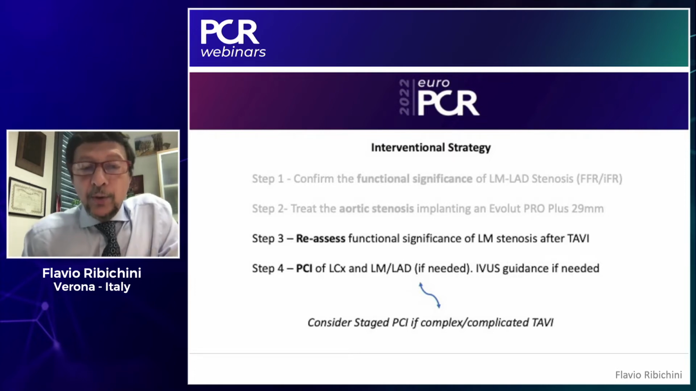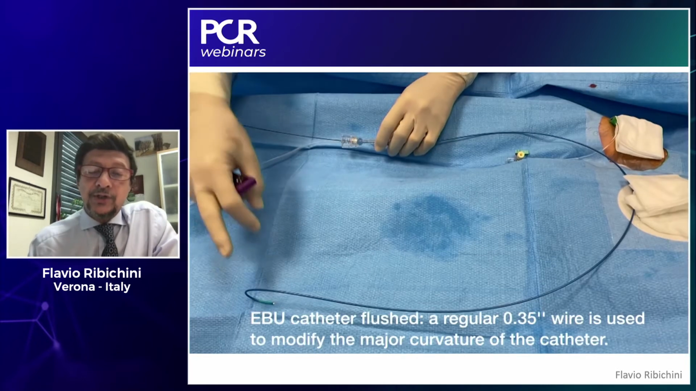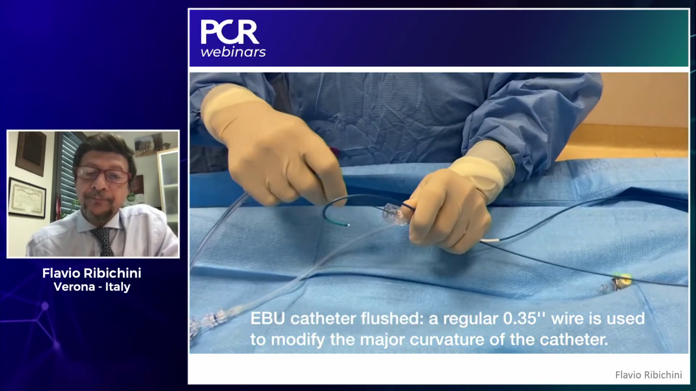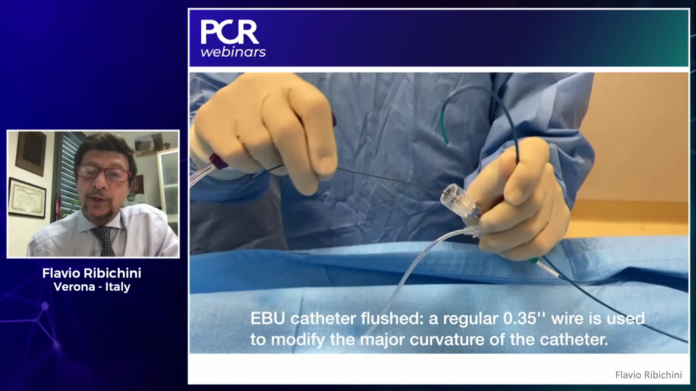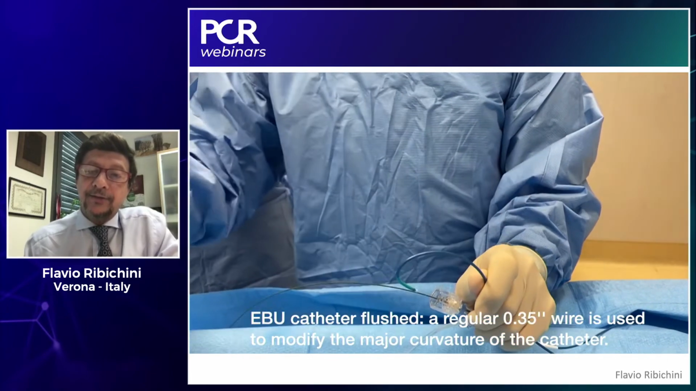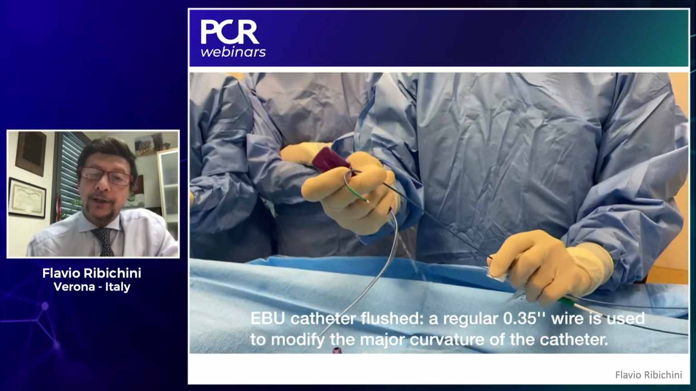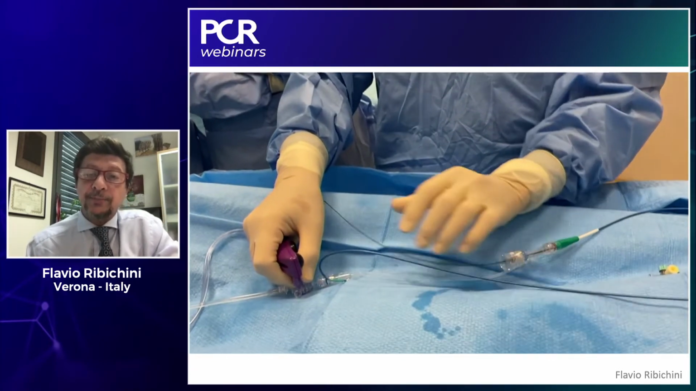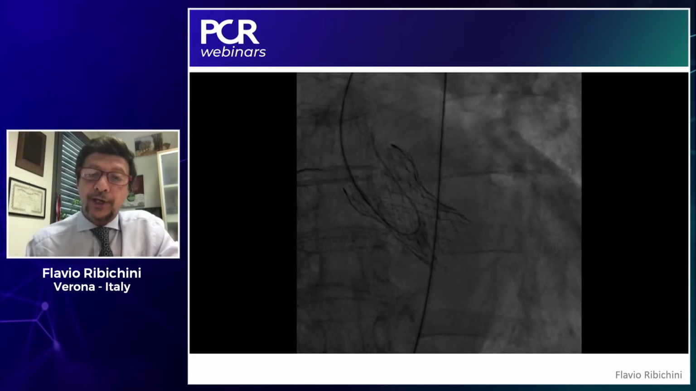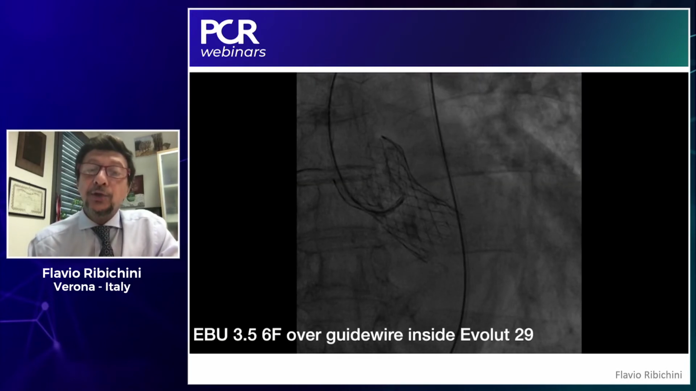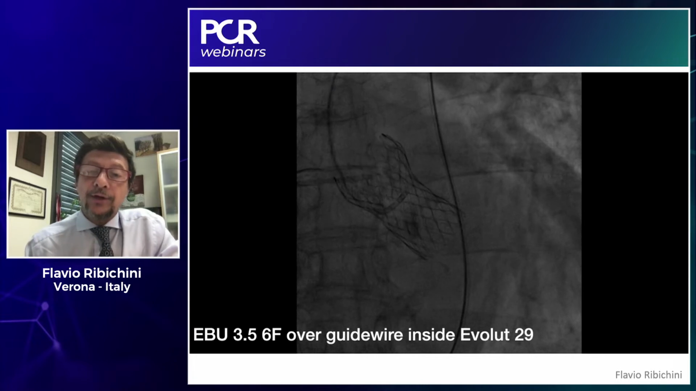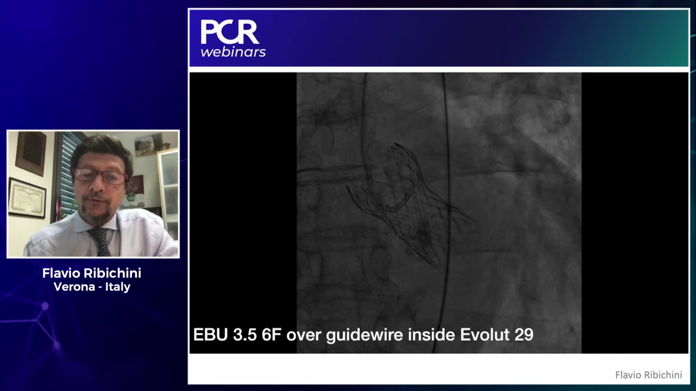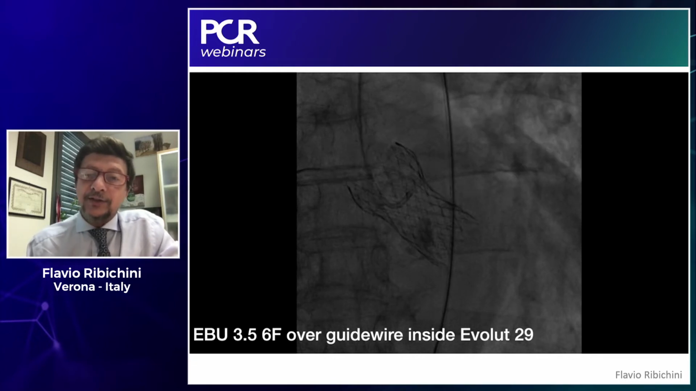In this case, we decided to assess the severity of a lesion of the left main coronary artery after the valve implantation. So we like to prepare the guiding catheter in this way using the wire connector, so you can check with contrast where the tip of your catheter is. You monitor the pressure, you can flush, and you use the 0.35 angiographic wire to open and close the curve of the extra backup inside the CoreValve.